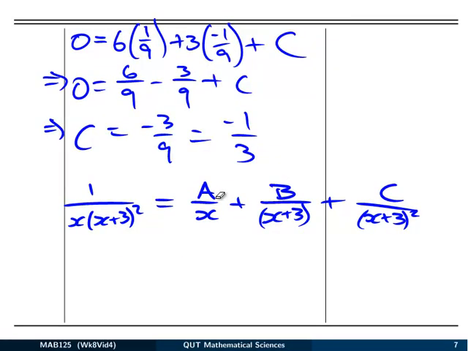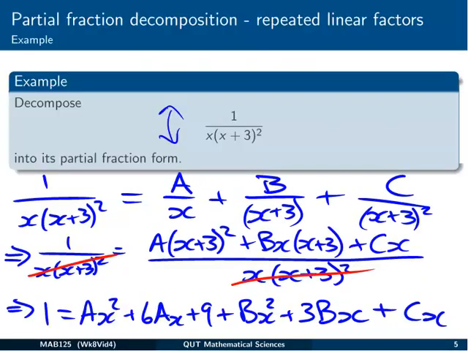So just replacing a, b, and c there. Remember that a is 1 on 9, so we're going to have 1 on 9x, b is minus 1 on 9, so it's minus 1 on 9 times x plus 3, and c is minus 1 on 3. So there's our partial fraction decomposition with a repeated linear factor. Now you can go back and check that one if you like, just by multiplying everything out and seeing if you get the right result for the left-hand side. But just remember, when you have a repeated linear factor, you always need to make sure that you account for all of the powers of that linear factor in your original decomposition.